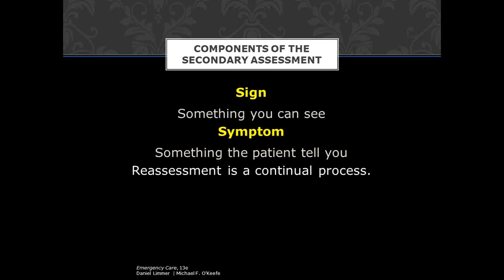Okay, so components of our assessment is that sample history. So the S stands for signs and symptoms. Now, a sign is something you can see. I can see if a patient is pale. I can see if they're sweaty. I can see if they're throwing up. Okay, but I cannot see a lot of things, like if they're dizzy or if they're nauseous. Those things are something that the patient has to tell me, and we call those things symptoms. So if you can see it, like you can see a stop sign, that's a sign. If it's something your patient has to tell you, then that is a symptom. And we're going to continue to reassess these as we go through.